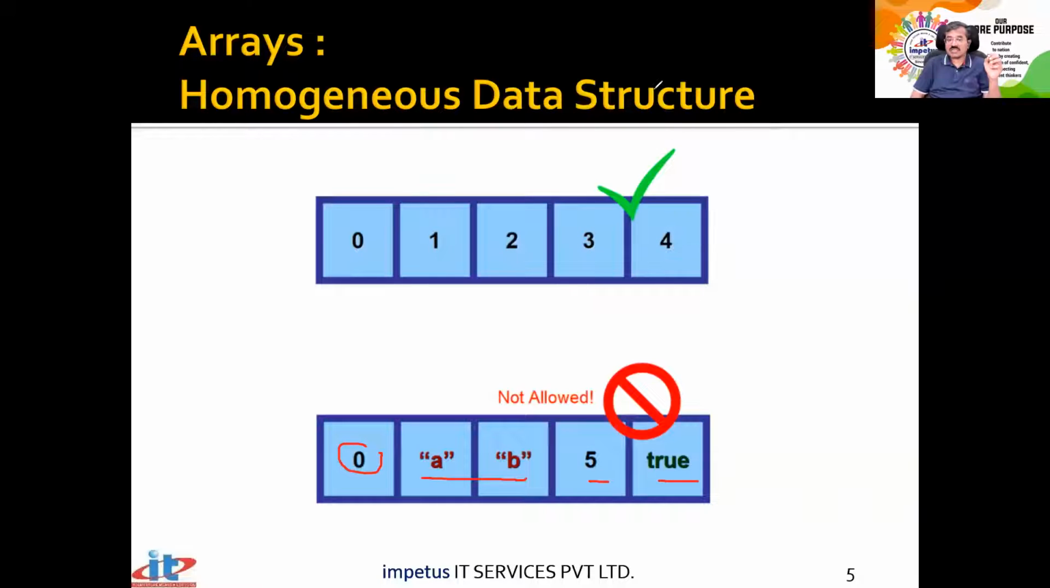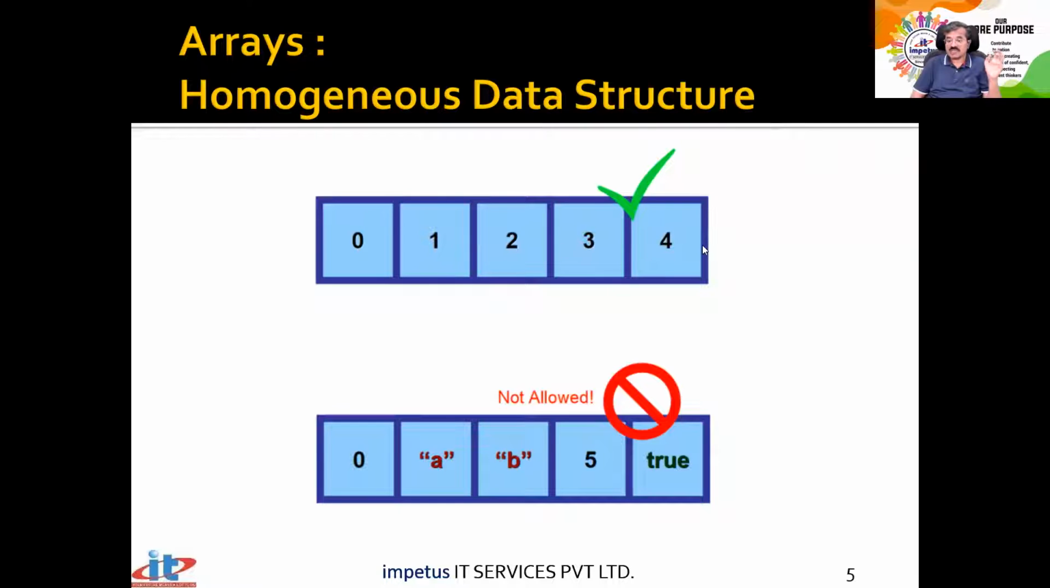The array is not a collection of heterogeneous kind of elements. Array is a collection of homogeneous kind of elements. Now, when I use the word homogeneous, I mean, look at this now. Here we have an integer. Here also we have integer. Here also we have integer. It's a homogeneous collection of elements.